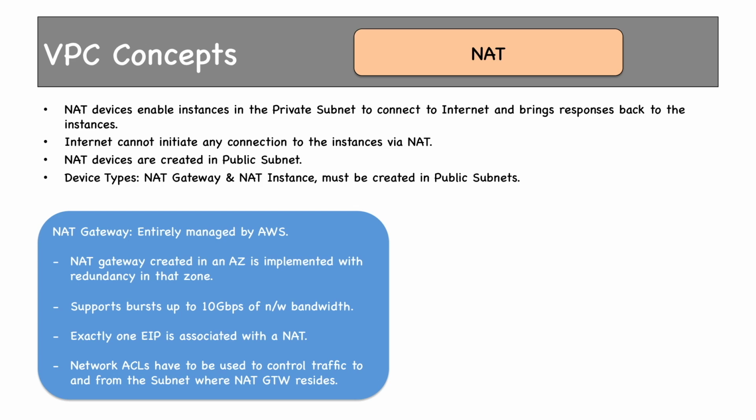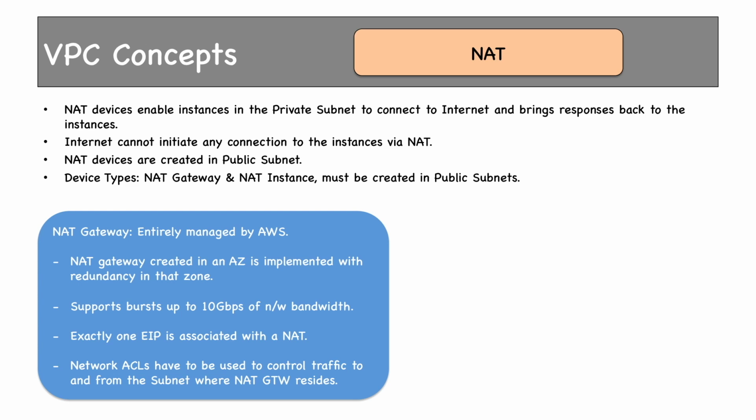So this is NAT gateway, entirely managed by AWS. It is created in an AZ and implemented with redundancy within that zone. That means if you create a NAT gateway, another NAT gateway will be created so that if one goes down, the other gateway can serve traffic. It supports bursts up to 10 Gbps of network bandwidth.